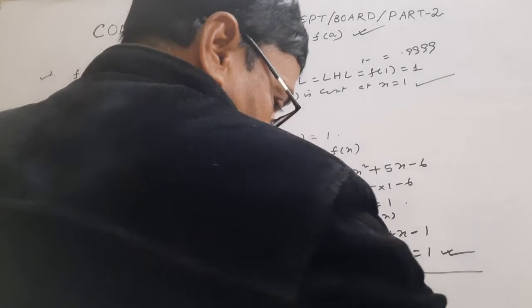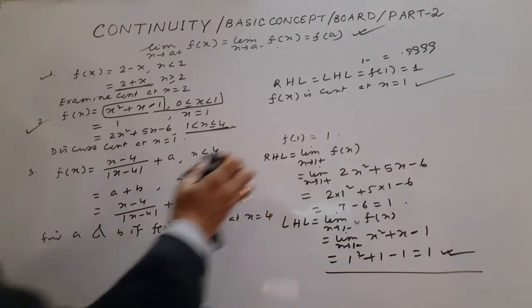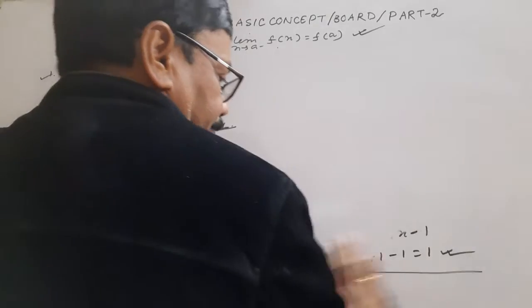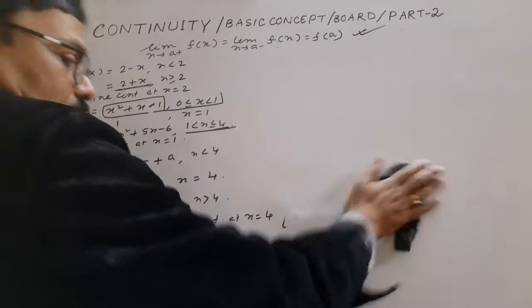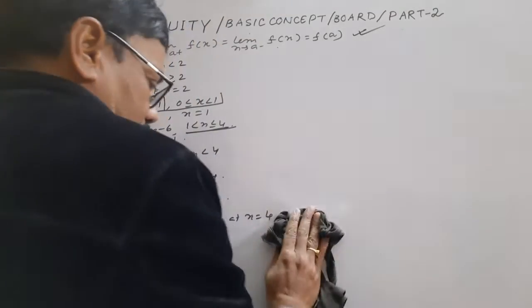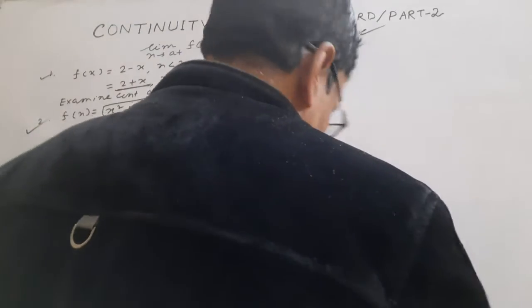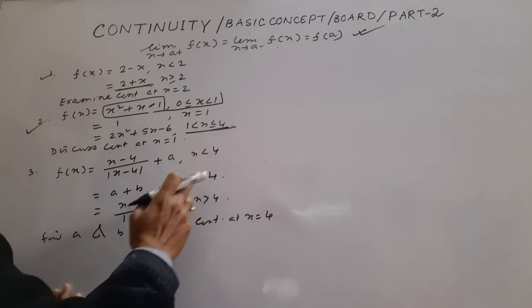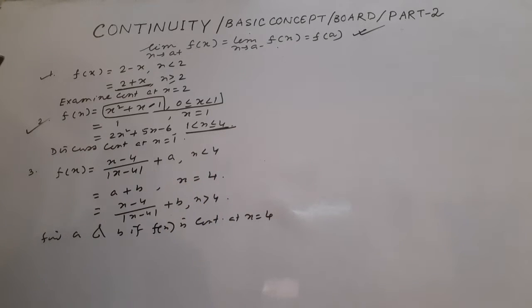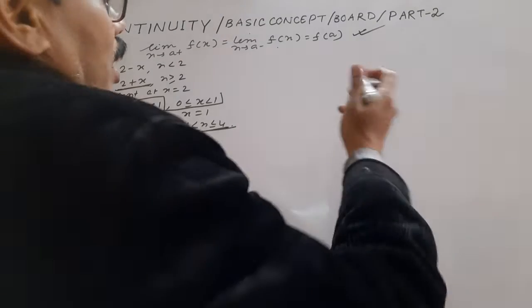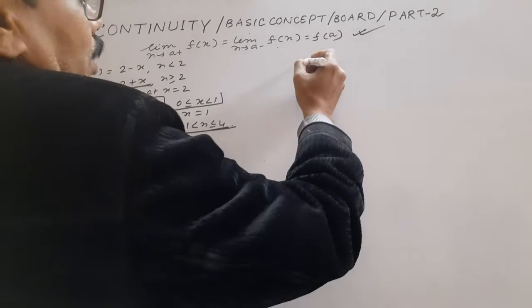Next, problem number 3. This is the most important problem. This is a problem of 4 marks. So look, the function is given for greater than 4, less than 4, equal to 4. Here the modulus sign is given, so try to recall the modulus sign.